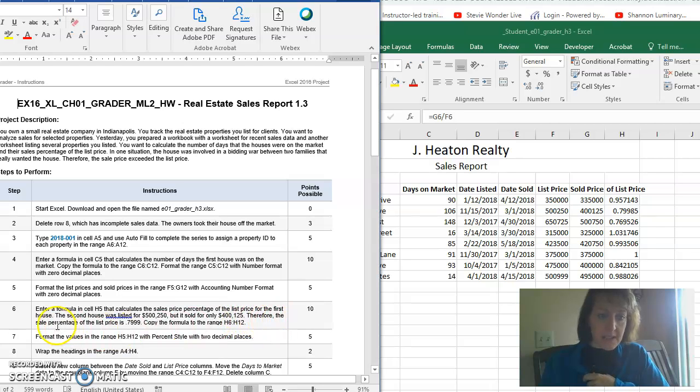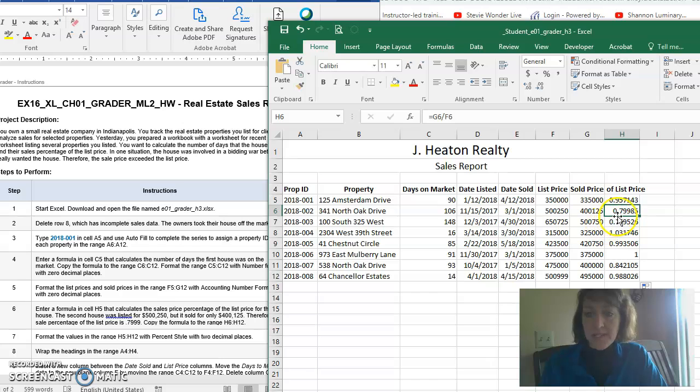therefore the sales percentage of the list price is 0.7999. Well, mine says 0.79985. So if I round this, there it is. If I get rid of that extra decimal place and round it, it is 0.7999. So I have verification that my answers are correct.